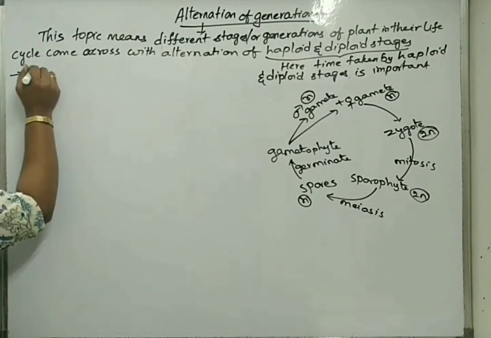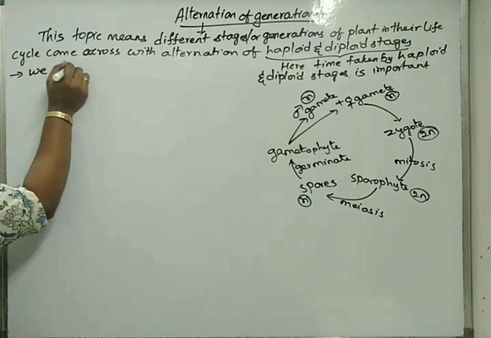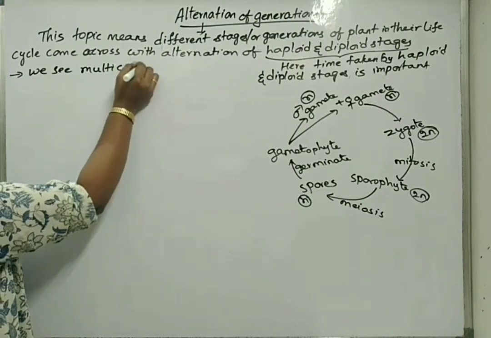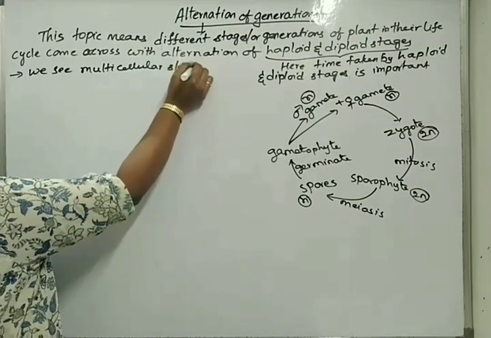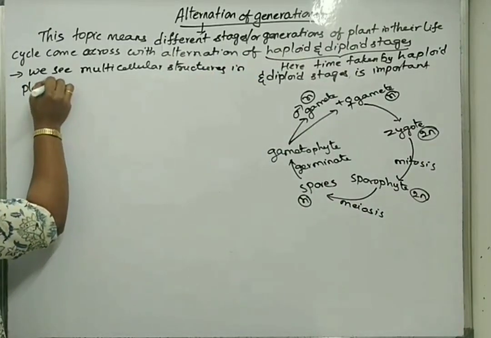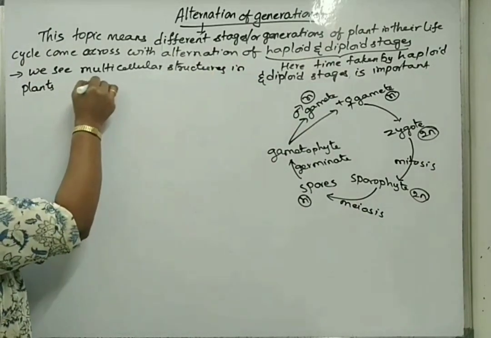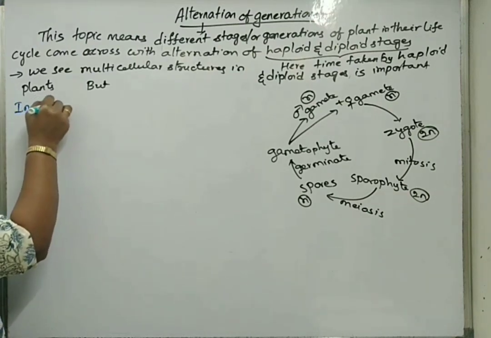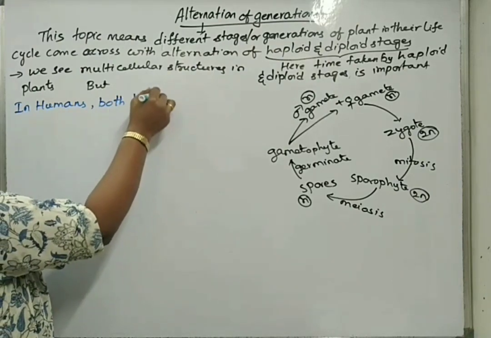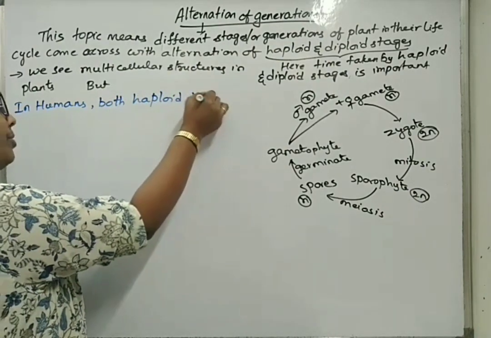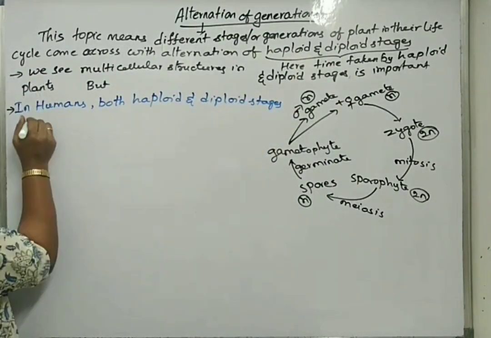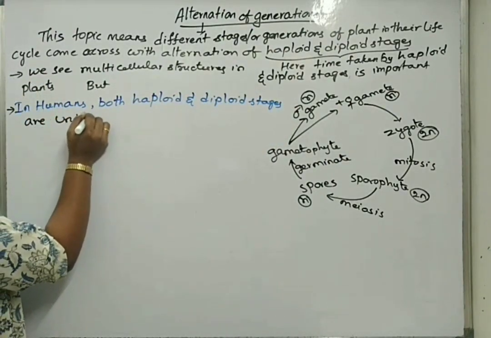Now, in plants we see multicellular structures also, but in humans, both haploid and diploid stages are unicellular.